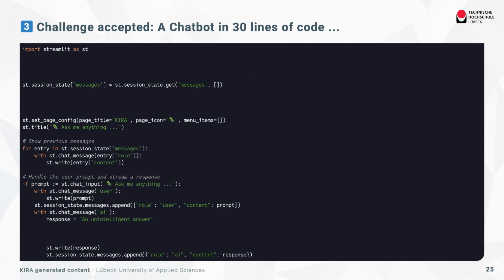A chatbot in under 30 lines of code sounds suspiciously simple. Let's check if that's really true. In the end, we only need to combine our LLM examples from before with the Streamlit UI. Let's start with the chat UI from before and add the missing code piece by piece.